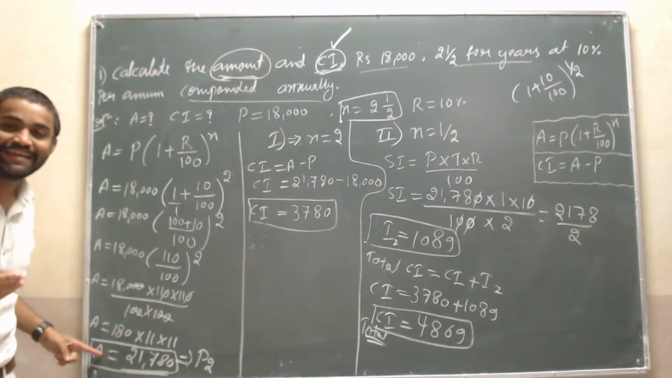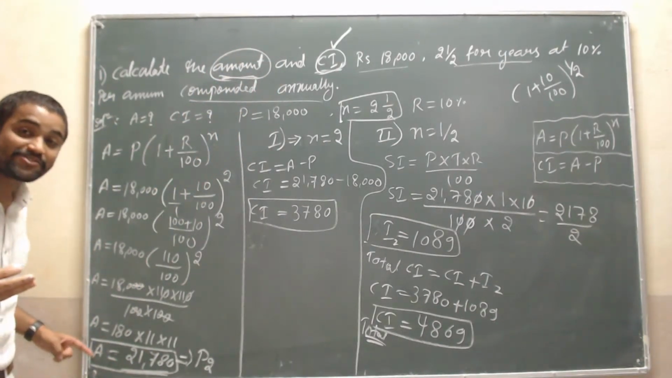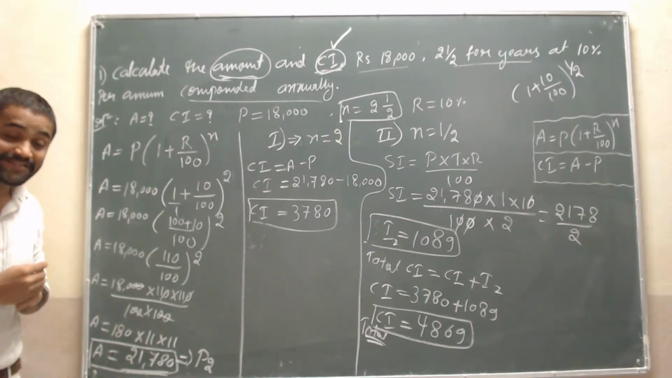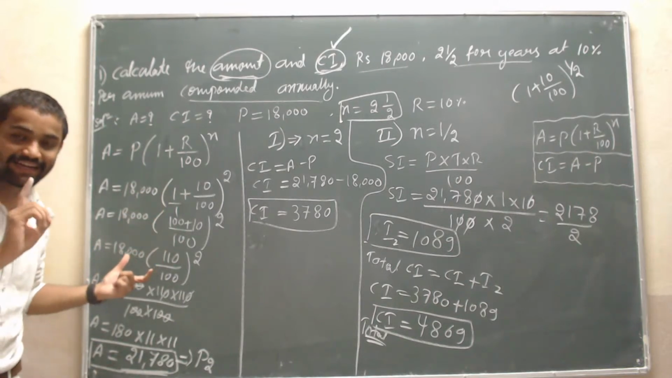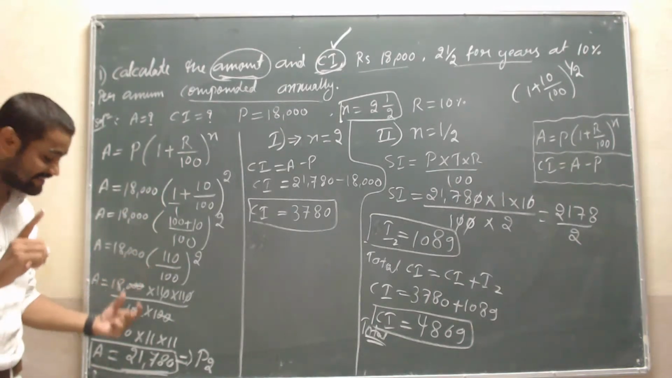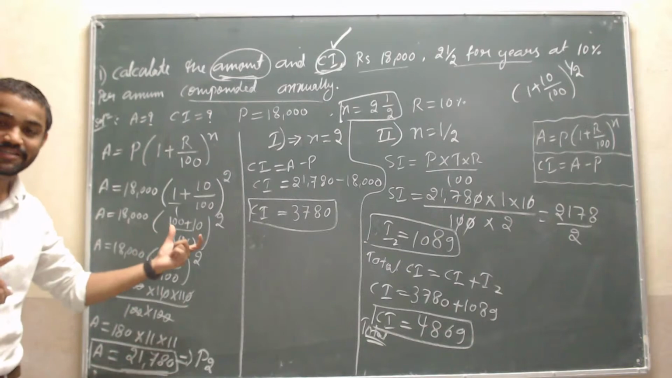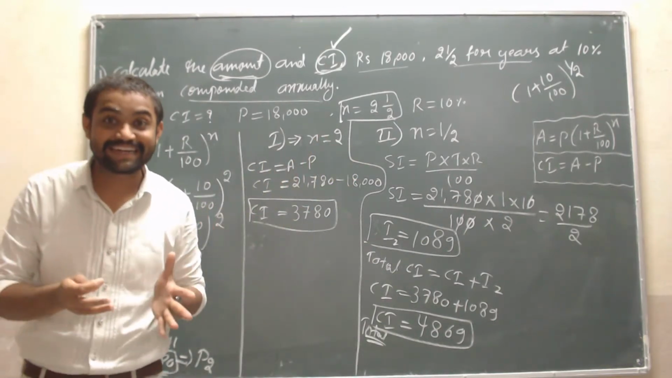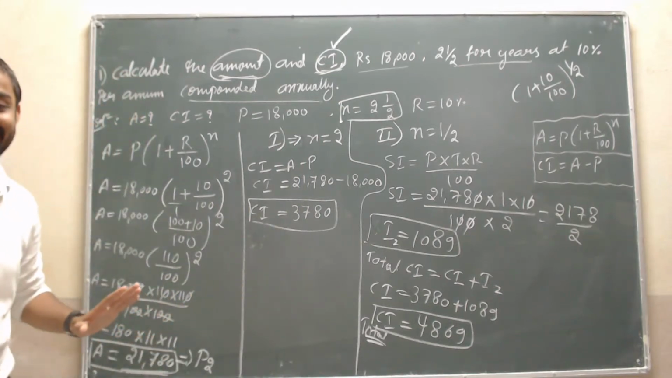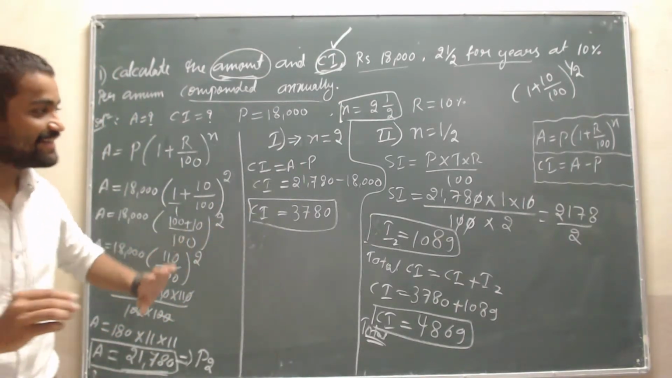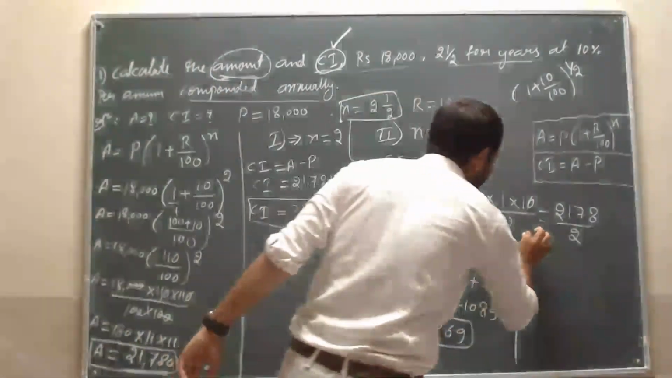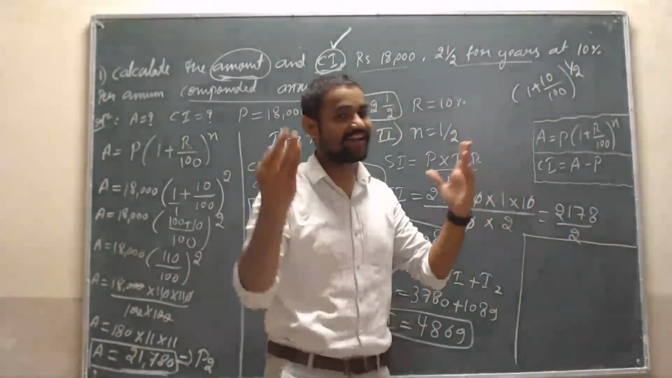Children, this amount is only for 2 years. Is it clear? That is, this amount is only for 2 years. What about the half year? We can't just let the half year go. No sir. Then we have to find out the amount here. Sir, how do we find out the amount? There is no formula, how do we find out?